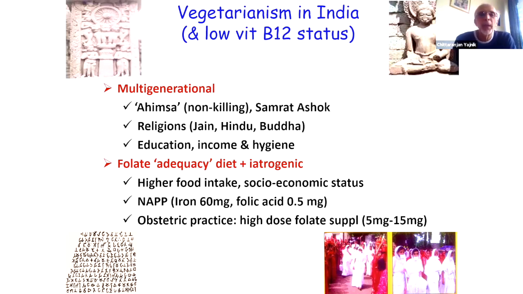On the other hand, folate is a plant product. So folic acid, foliage is folic acid. So if you have an adequate vegetarian diet, you should get enough of it. If you have a higher socioeconomic status, you should then get enough of it. The National Anemia Prophylaxis Program provides iron and folic acid to adolescent girls, pregnant women, and women in reproductive age. And obstetricians use high-dose folic acid to prevent neural tube defects. So we put a lot of folate and folic acid into our system, either by food or through supplements, when our main problem might also be B12 deficiency, and therefore we exaggerate the imbalance between B12 and folate.